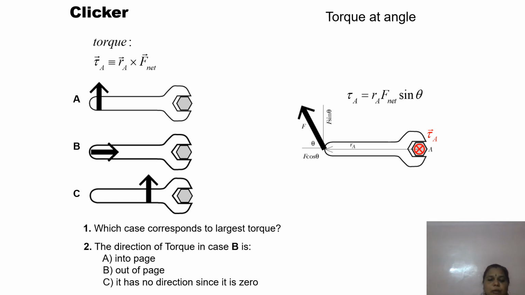What happens in case B? Here the angle between r and F seems to be 0, which means sine 0 is 0, which makes tau minimum. So case B has a minimum torque, whereas case A has a maximum torque.